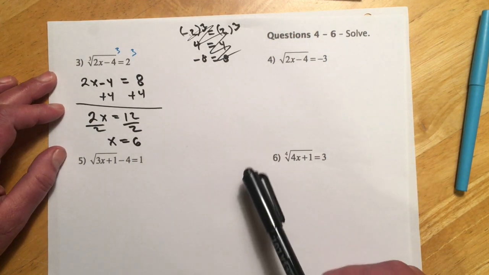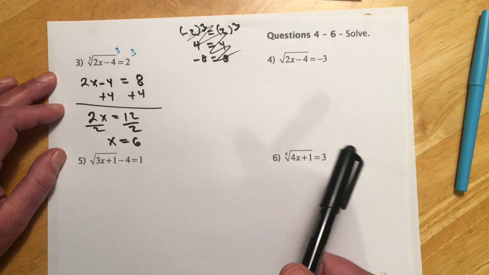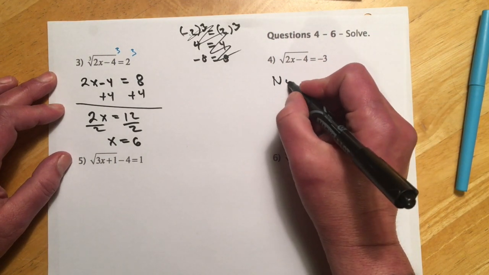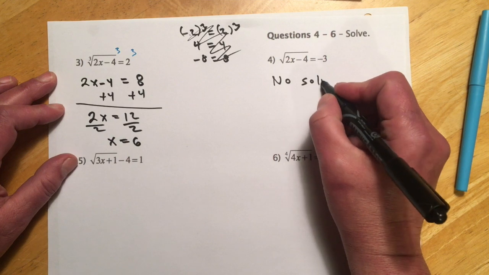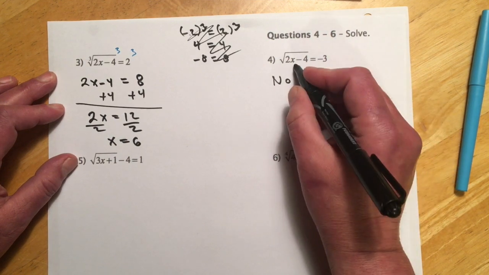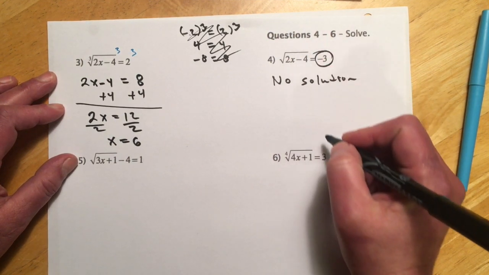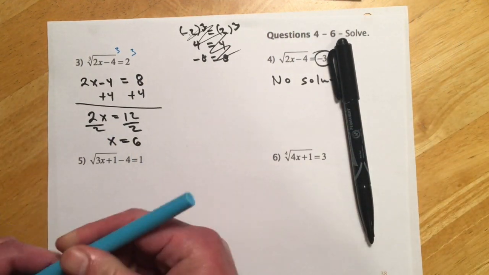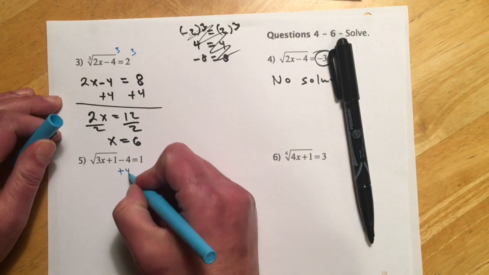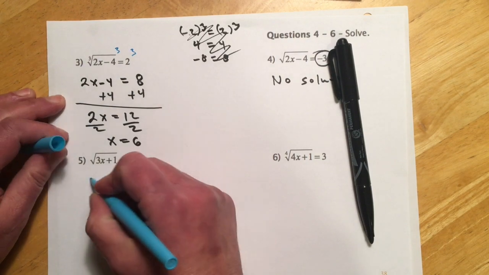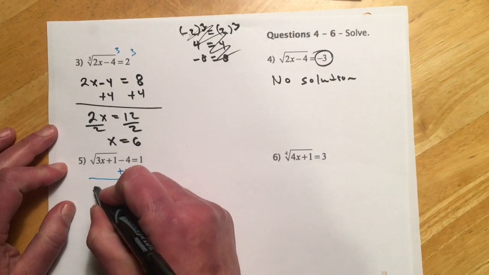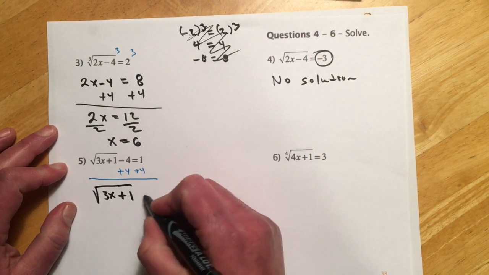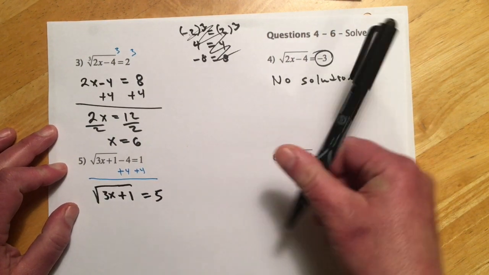The next 3 would be ones I would have you guys try. So hopefully this first one you just looked at and went, no. It's going to be no solution because I can't have a root equal a negative number. So down here on this one, we'll add the 4 over. And then we have square root 3x plus 1 equals 5.